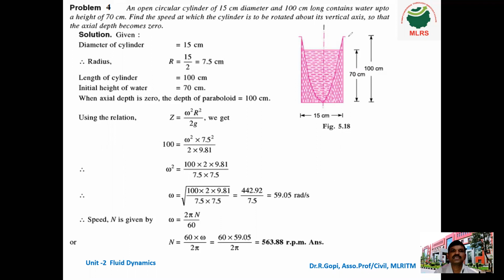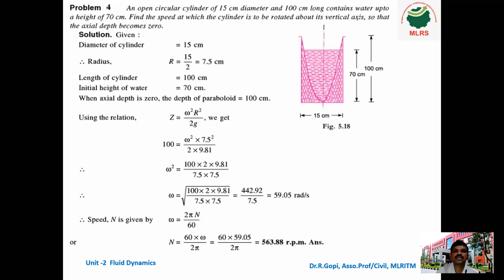An open circular cylinder is there. Diameter is 15 centimeter and height is 100 centimeter long. It contains water up to a height of 70 centimeter. That means at rest level, before the vortex, 70 centimeter height. Find the speed at which the cylinder is to be rotated about this vertical axis.